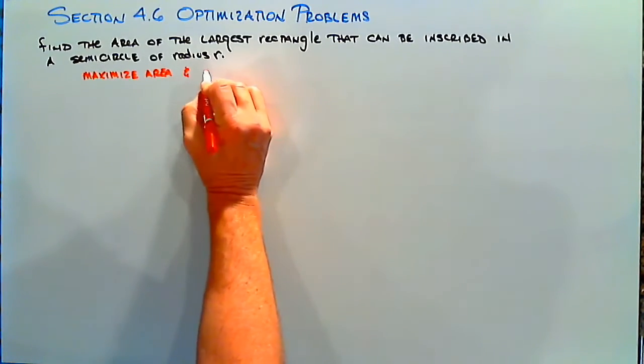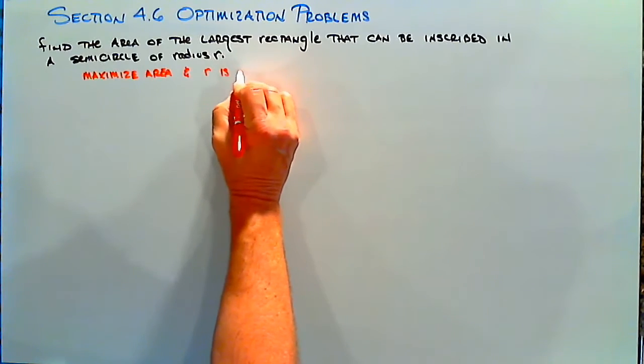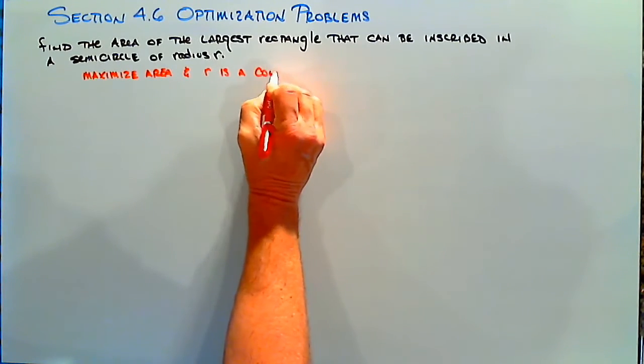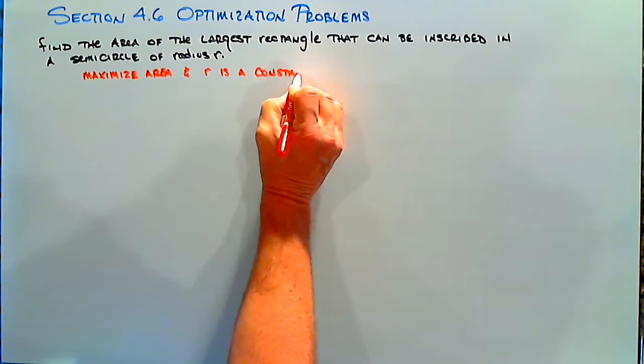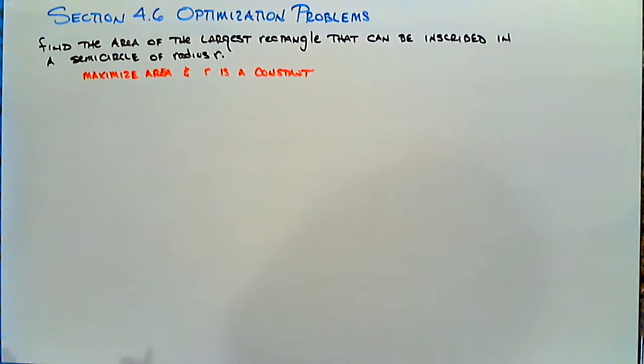The first thing we need to do is maximize area. And on top of that, we need to know R is a constant. This is so important when working on one of these kinds of problems. We know our semicircle has a radius of R. They could have just as easily told us the radius of our semicircle was 10, but they didn't. They said the radius of our semicircle is R. So R is a constant.